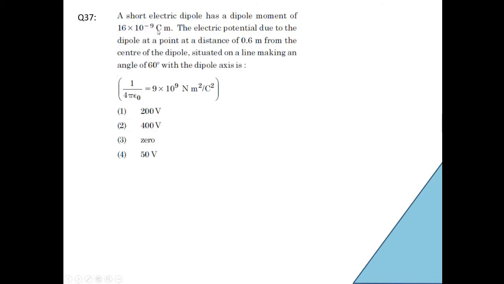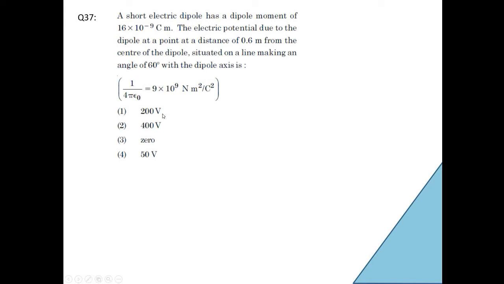A short electric dipole has a dipole moment of 16 into 10 to the power of minus 9 coulomb meter. The electric potential due to the dipole at a point at a distance 0.6 meter from the center of the dipole, situated on a line making an angle of 60 degree with the dipole axis, is, given 1 by 4 pi epsilon naught is equal to 9 into 10 to the power of 9 newton meter square per coulomb squared.